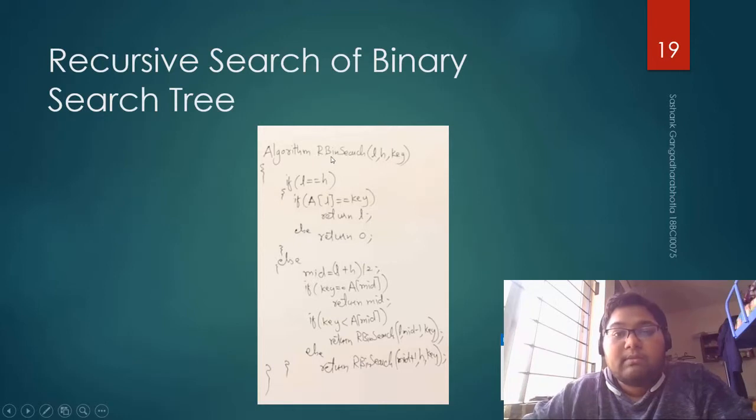Recursive algorithm RBinSearch, with 3 arguments: l, h, key. Open it. If l equals h, then if a of l equals key, return l, else return 0. Else mid equal to (l plus h) divided by 2. If key equals a of mid, return mid. If key is less than a of mid, return RBinSearch(l, mid minus 1, key), else return RBinSearch(mid plus 1, h, key). Close the loop.